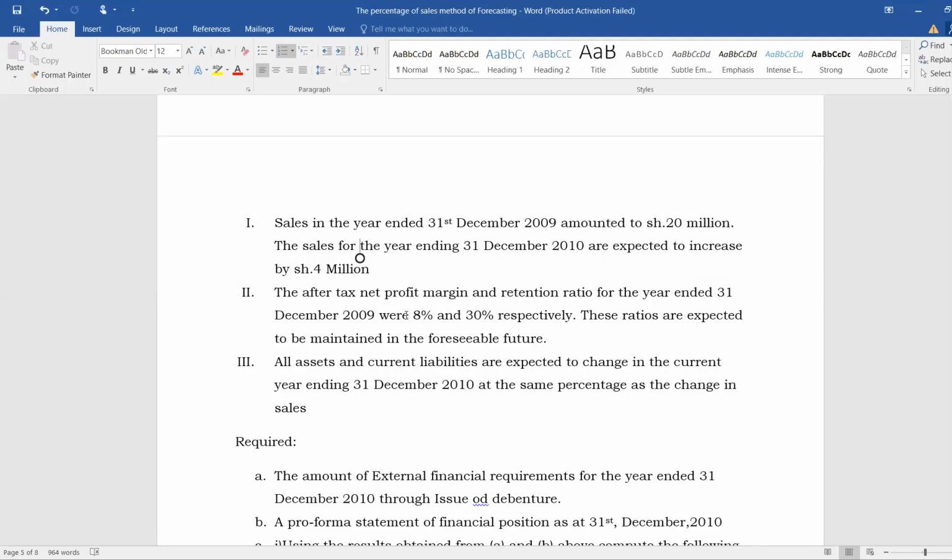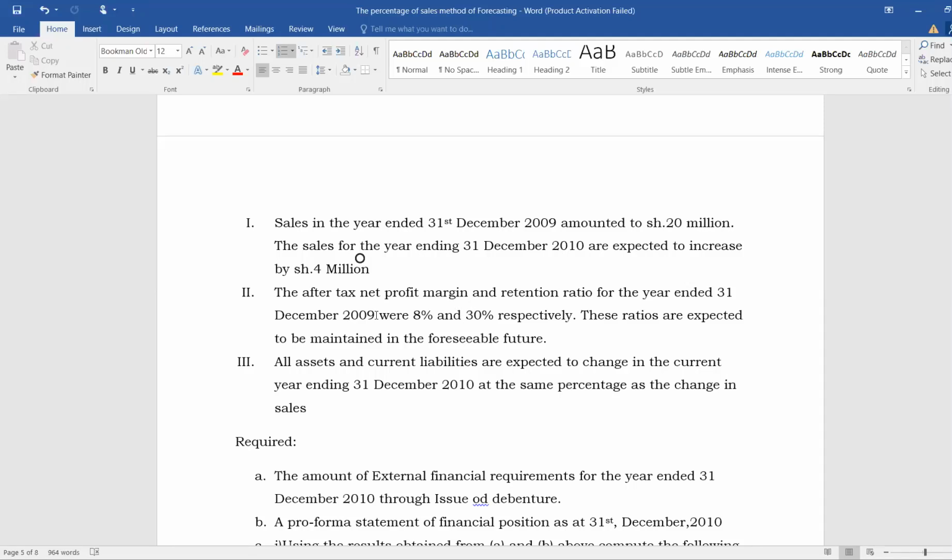Number 2, the after-tax net profit margin and retention ratio for the year ended 31st December 2009 were 8% and 30% respectively. These ratios are expected to be maintained in the foreseeable future. That means when we are doing forecasting, we'll assume that the after-tax margin is 8%, the retention ratio is 30%, meaning the dividend payout is 70%. Kama retention is 30%, it means the payout is 70.